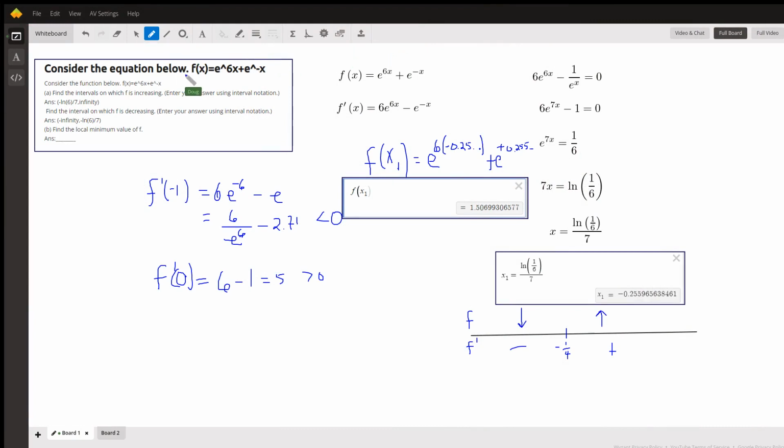Okay, you're given this function and asked to find out when it's increasing, when it's decreasing, and what is the local minimum value of f.